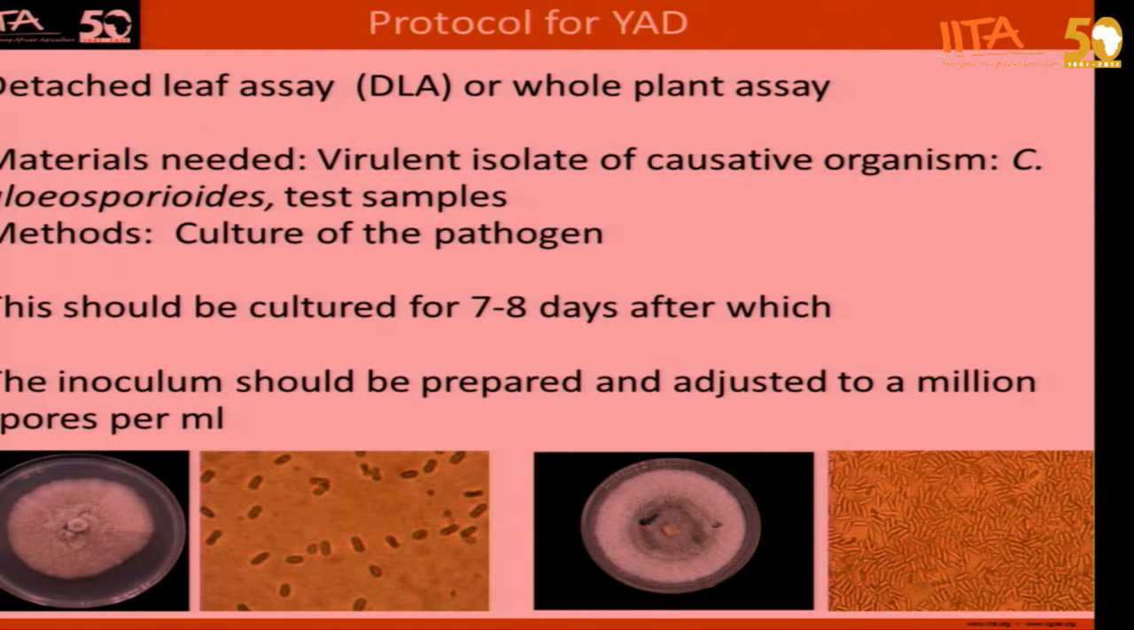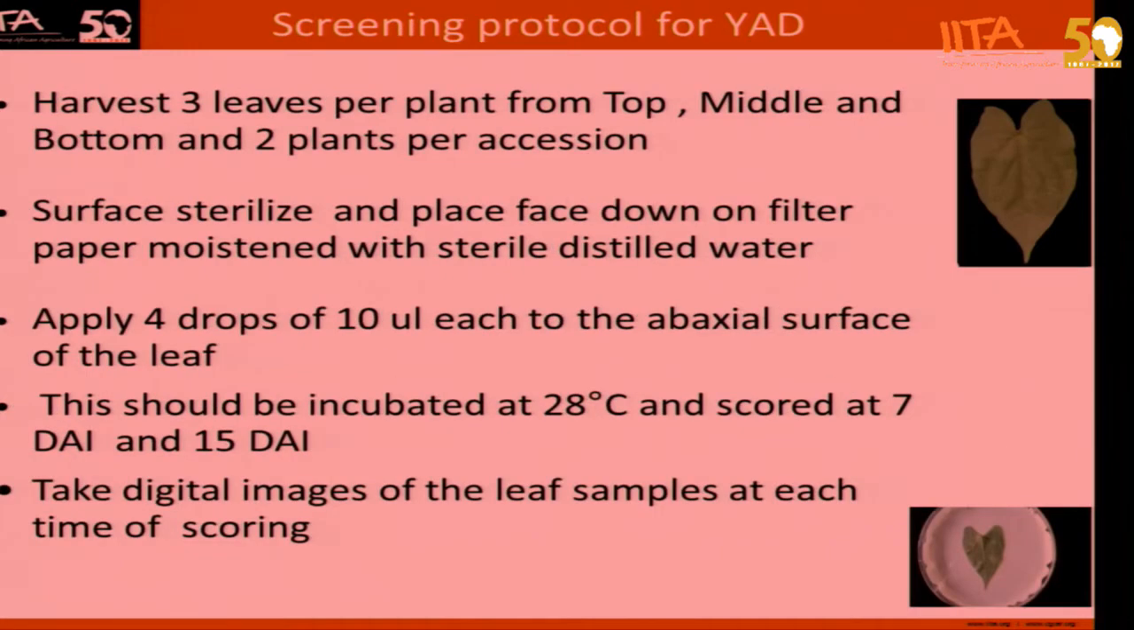From these pictures, you can see that Colletotrichum gloeosporioides is a very diverse organism. Then we need to harvest 3 leaves per plant from the top, the middle, and the bottom, and then 2 plants per accession. We surface sterilize these and then place them face down on filter paper moistened with sterile distilled water. We inoculate on the abaxial surface because we have more stomata on that side of the leaf. And we apply 4 drops of 10 microliters each to this surface of the leaf, and then we incubate at 28 degrees C and score at 7 days after inoculation and 15 days after inoculation.